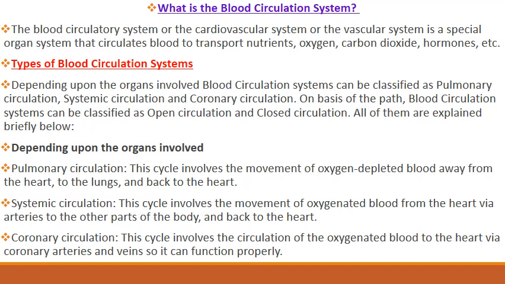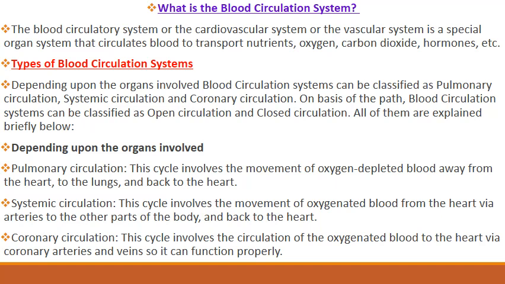Types of blood circulation. Depending upon the organs involved, the blood circulation system can be classified as pulmonary circulation, systemic circulation, and coronary circulation. On the basis of the path, the blood circulation system can be classified as open and closed circulation. All of them are explained briefly below.